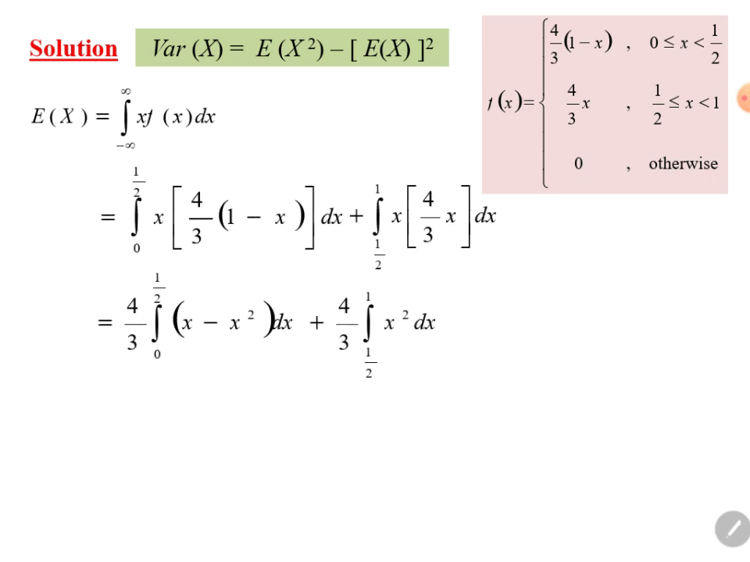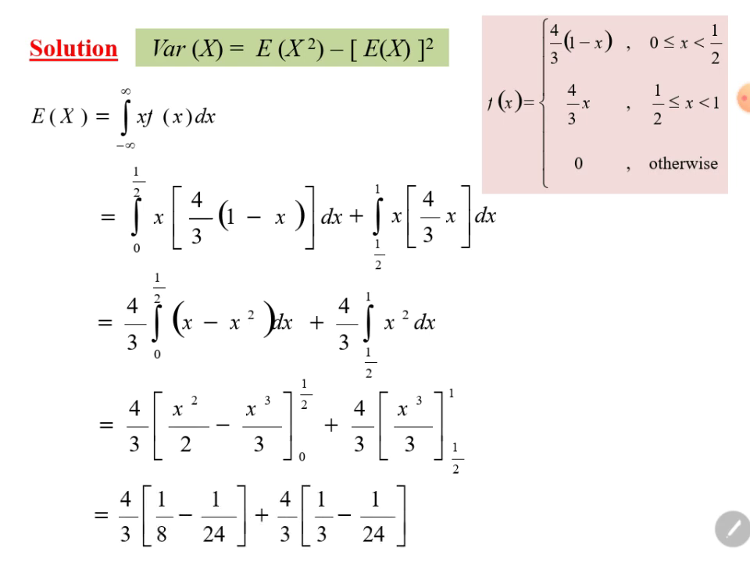So calculate as usual. This is the answer for the expected value of x, which is 1 over 2. I don't think there will be a problem because we just need to multiply x with the first function from 0 to 1 over 2, and x multiplied with the second function from 1 over 2 to 1. Then expand first and integrate as usual, substitute the limits, and you get the answer. So the expected value of x is equal to 1 over 2.